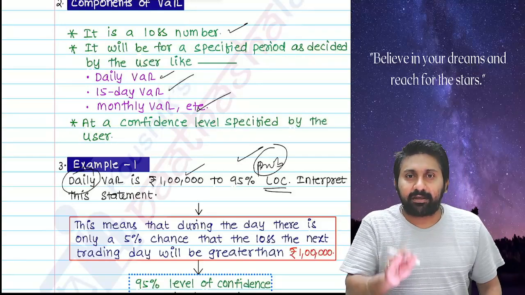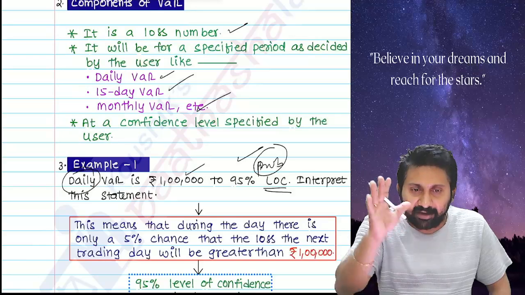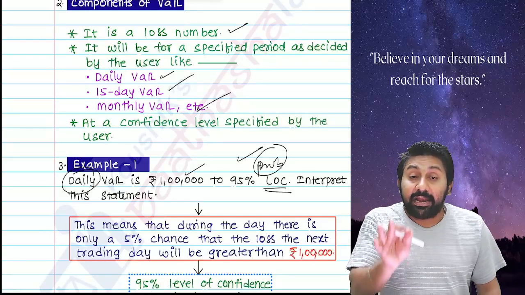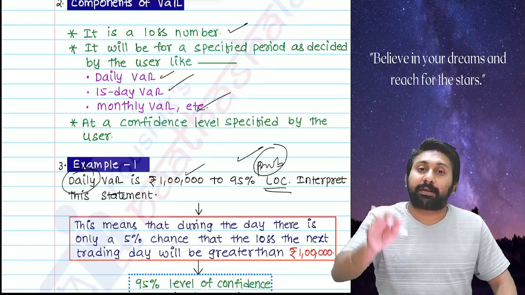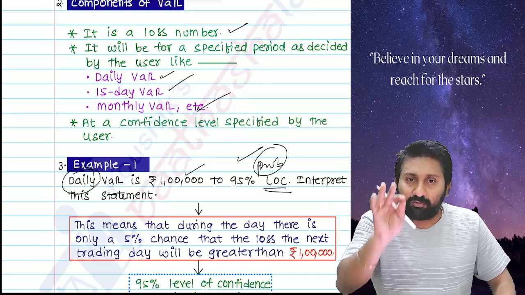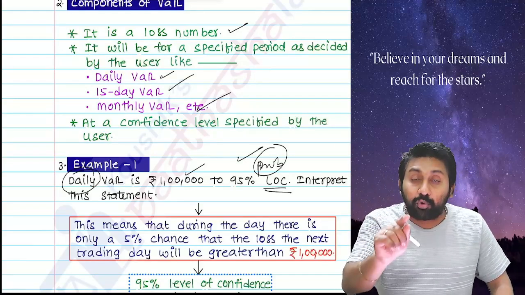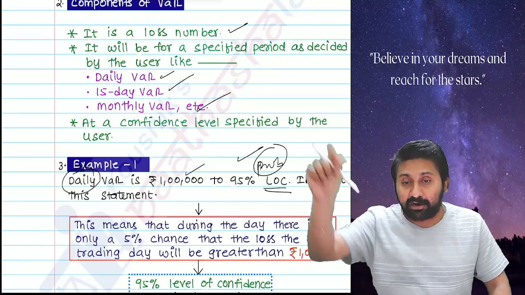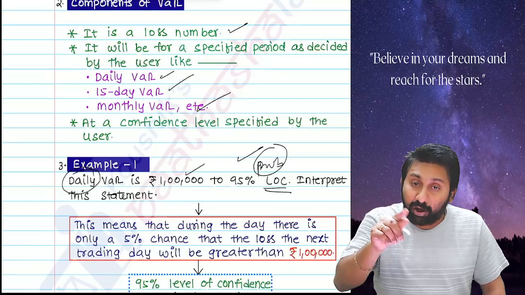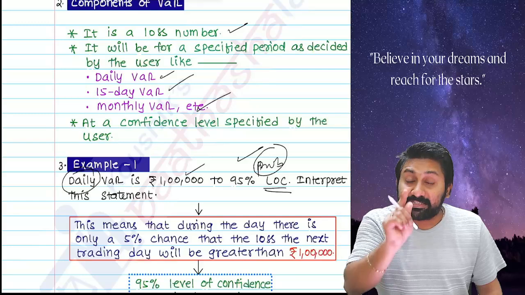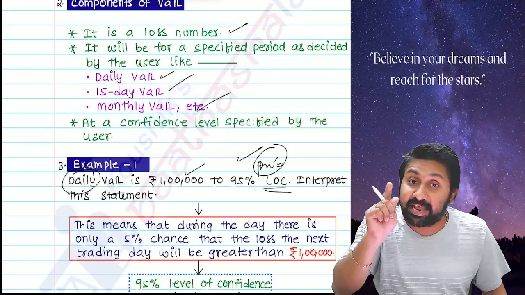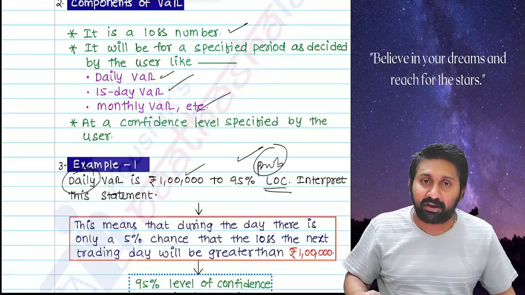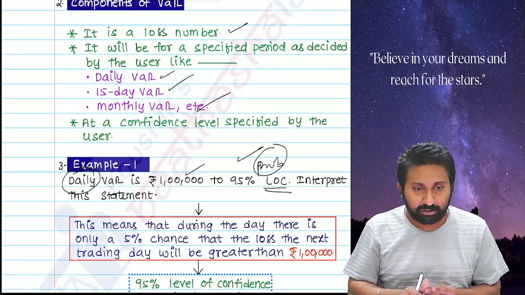What do you mean by that? Your friend is saying that there is 95% confidence, means 95% probability that your loss per day does not exceed 1 lakh, or to keep it the other way, there is a 5% probability that your daily loss can exceed 1 lakh. Understood the point or not?